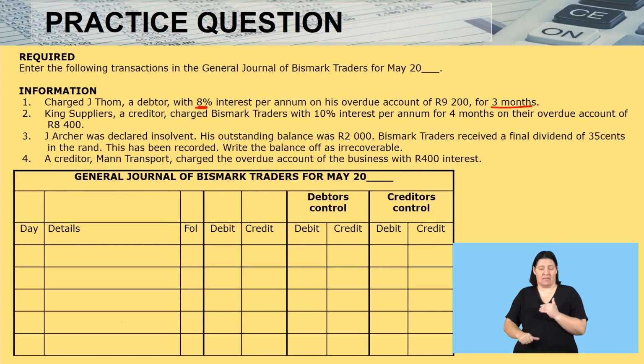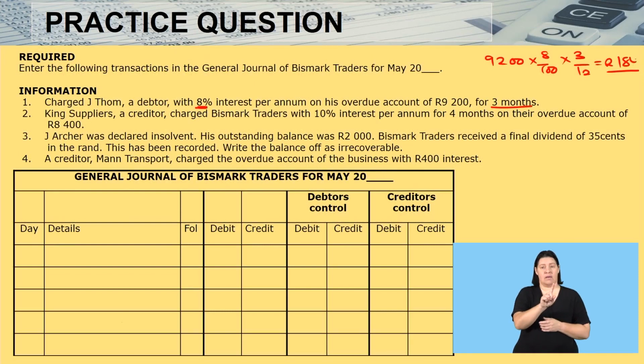Let's first calculate the interest then. I will say 9,200 multiplied by 8%, which is the interest, and it has been overdue for 3 months. It will give me an amount which is 184. Let us now come and record this in the GJ.